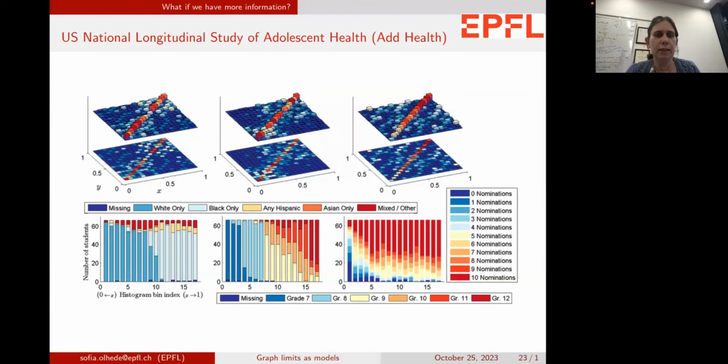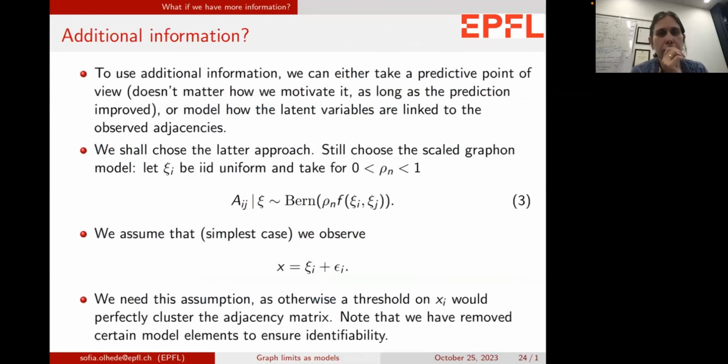So what you might say is, hey, maybe I want to estimate the interaction probability for people in a group, but then I want to use these covariates of what race do they have or what grade are they in. So how can we do that? Well, we are now going to try to model how those covariates or additional information might provide a better estimate of the probability of an interaction.